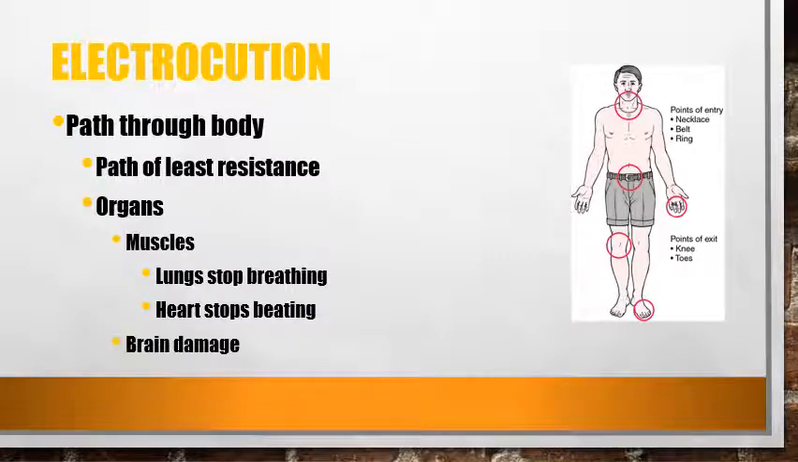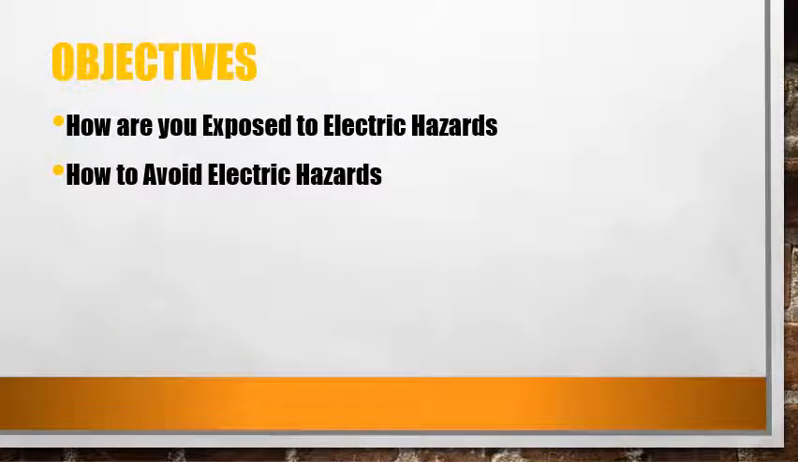As the electric current passes through your body, if it goes through organs such as muscles, your lungs will stop breathing, as your lungs are controlled by muscles. Your heart itself is a muscle and will be stopped from beating by the current of electricity. Other organs such as your brain could be damaged, depending on the path that the electricity takes through your body.